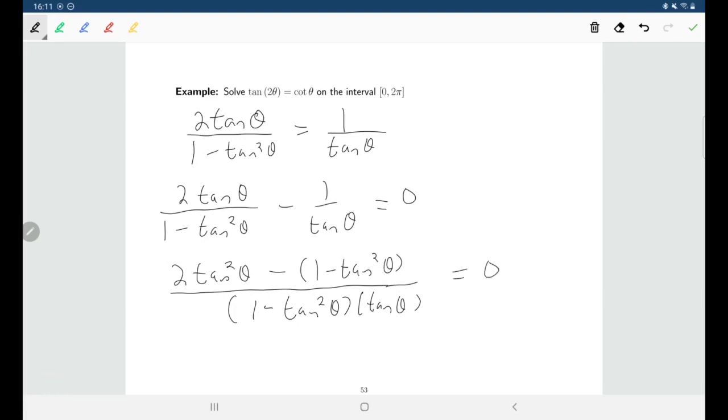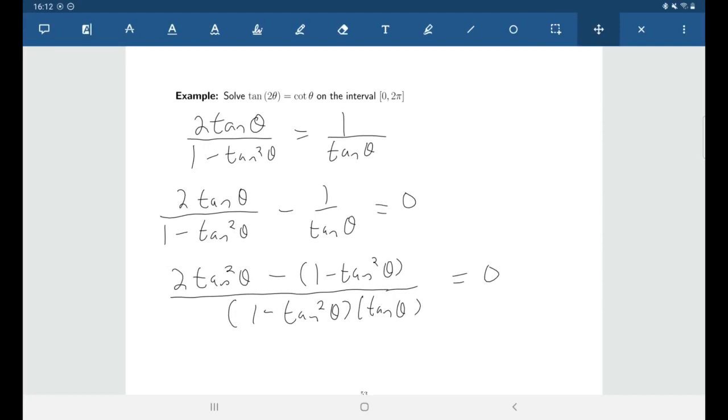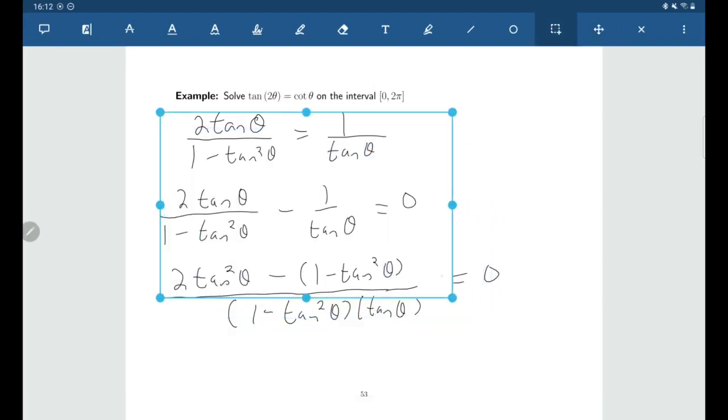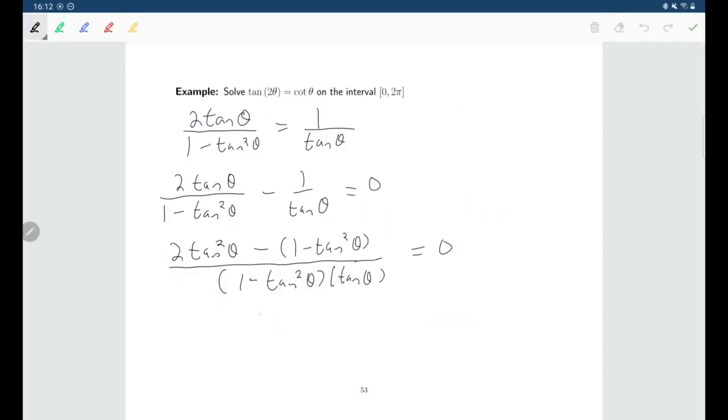Okay, so some things are nice here. Right away in the numerator, I can clean that up. The numerator really is 3 tangent squared minus 1. So let's write that. So 3 tangent squared theta minus 1. And in the bottom, we have 1 minus tangent squared theta times tangent theta.